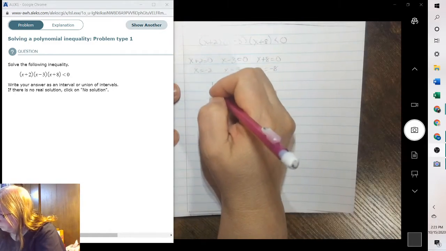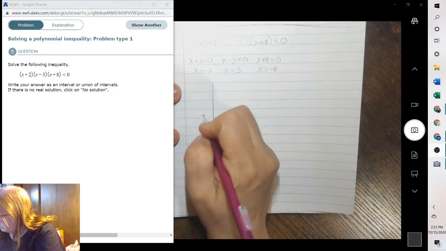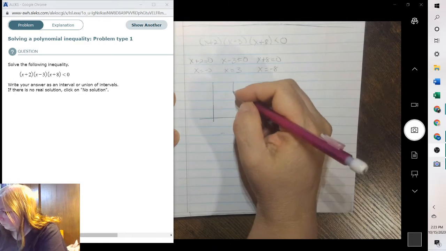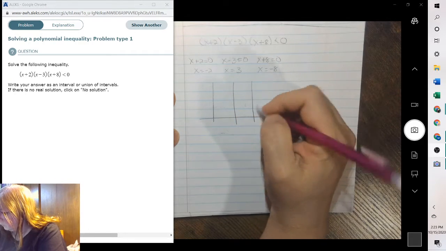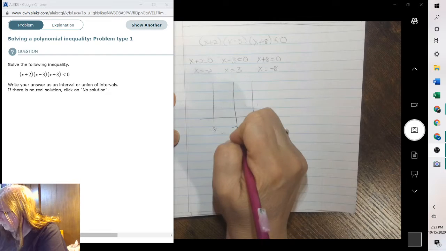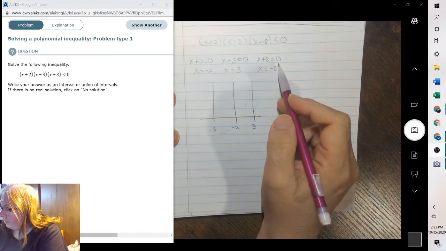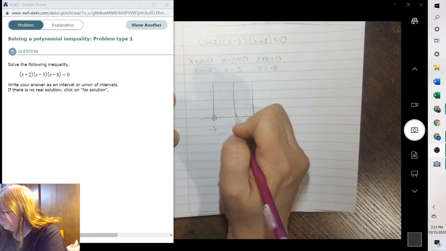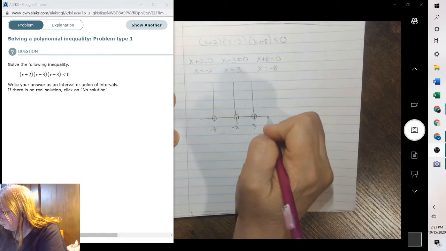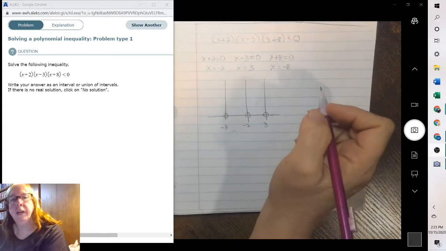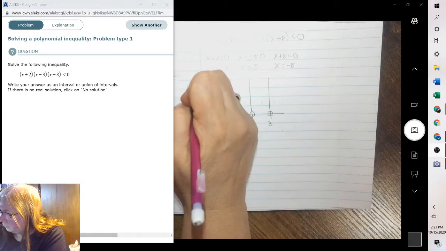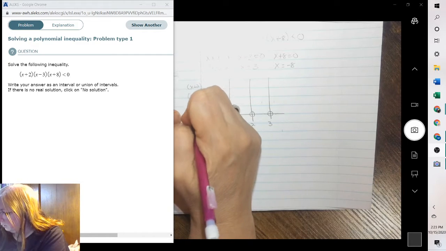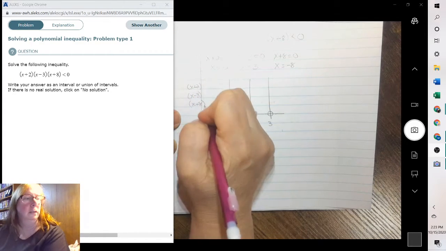I'll just put it here. So -8, -2, and 3. All of these will have an open circle because of the less than. And then we put our factors here: x plus 2, x minus 3, and x plus 8.